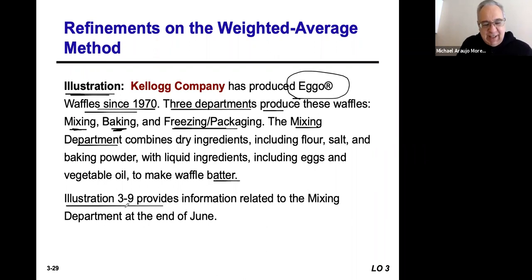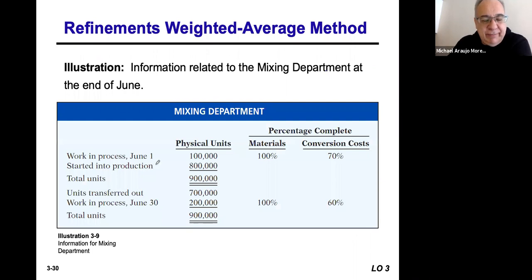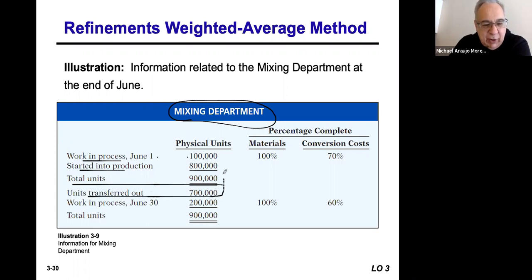So let's take a look at some information from the mixing department. In the mixing department only for June, they started with 100,000 waffles in work in process. They started 800,000 more. So the total amount of units that they have started is 900,000. They have completed and transferred out 700,000 of the 900,000. So 200,000 are still work in process.